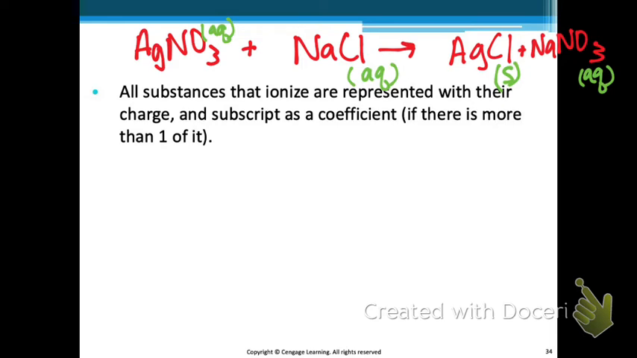Wait, it says it's not soluble, but with what? When it's bonded with what? It just says most salts are soluble except Ag and Pb2. Right, and so this one is bonded with chloride. Is there a rule for chloride? Look at your rule for Cl. Except for Ag, yeah, so that's what makes it a solid right here.